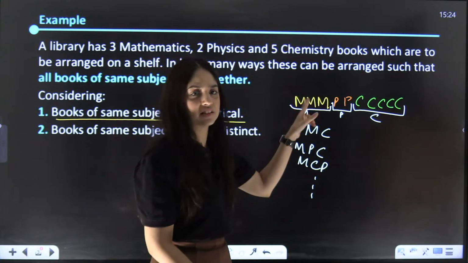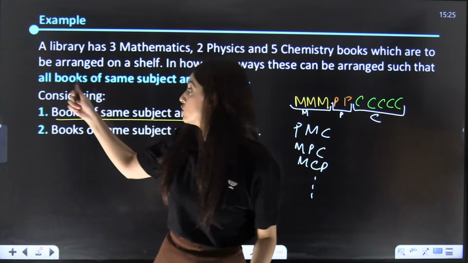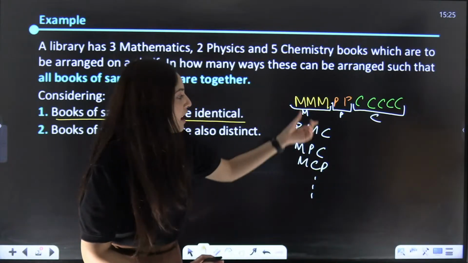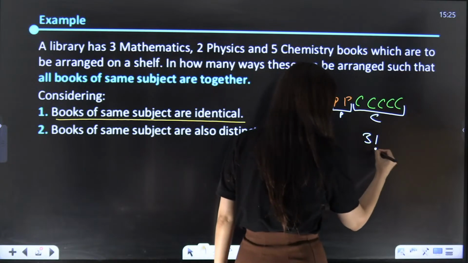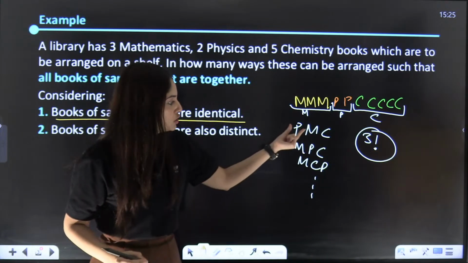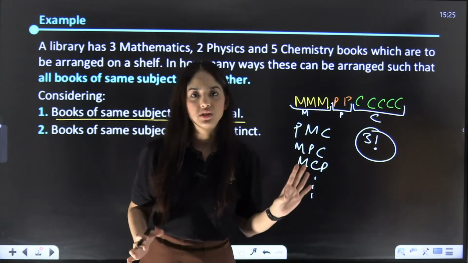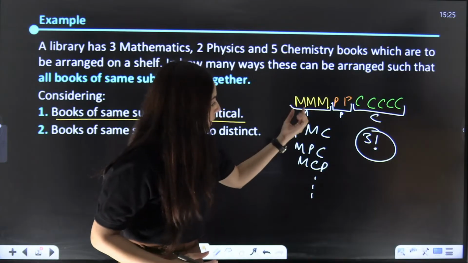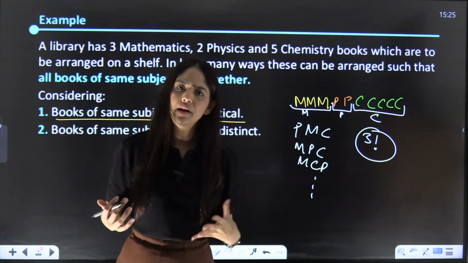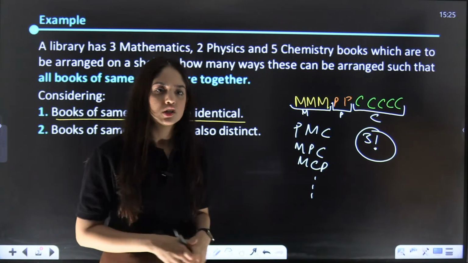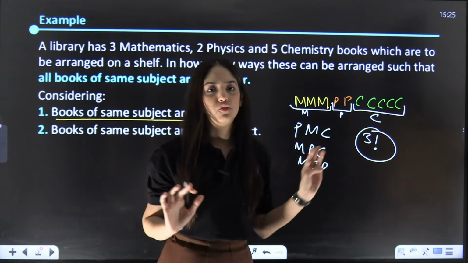Because they are identical, it doesn't matter how we arrange these 3 maths books as long as the bundle is together, because books of the same subject have to stay together. So we just have to arrange these 3 bundles, which means 3 factorial. As soon as we find one arrangement of M, P and C, we know what order the books are in, because M represents the M bundle, P the P bundle, C the C bundle, or, as I like to call it instead of bundle, unit. So this is one unit, this is one unit, this is one unit. Now we have to arrange 3 different units.